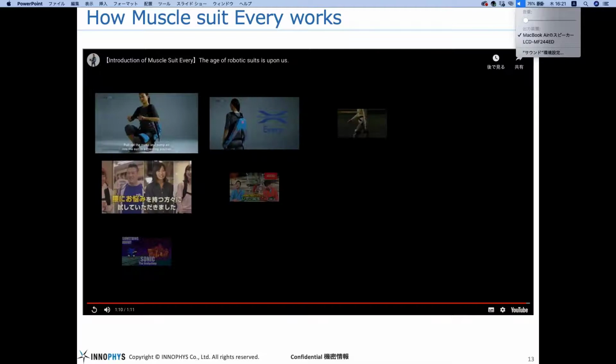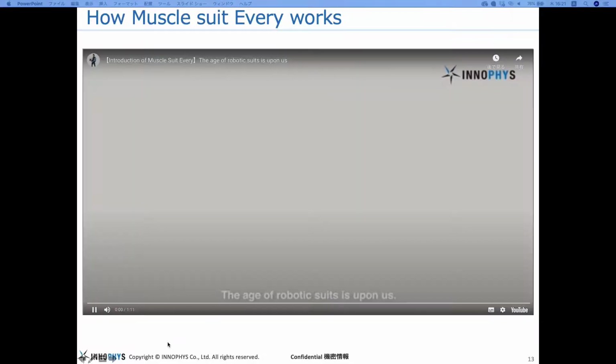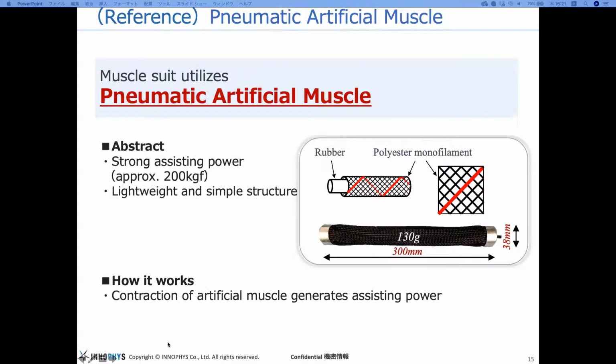Okay, so here's our product. Okay, so here's how our product works. As I mentioned earlier, our product is actuated by artificial muscle. Structure-wise, two artificial muscles are installed on each side of the back frame, like an A-shape frame. Once you pump in the air, it generates the assisting power.